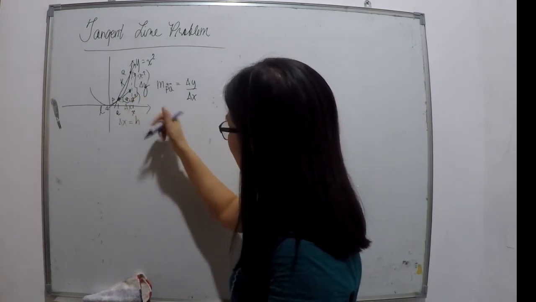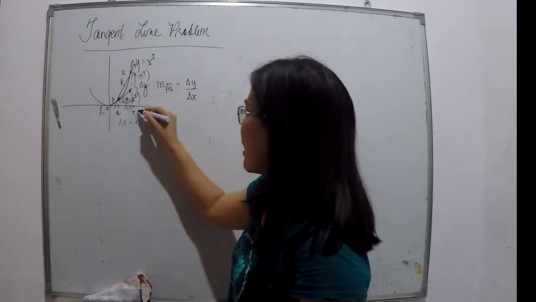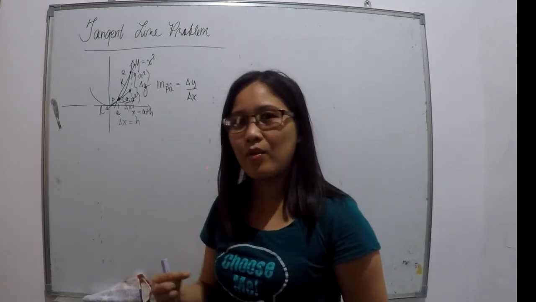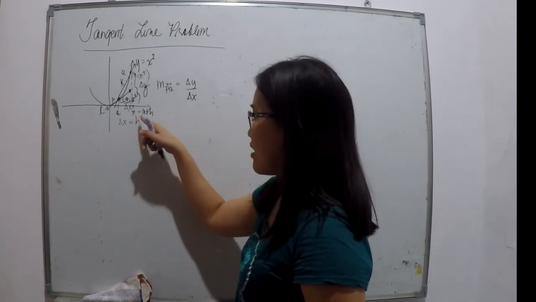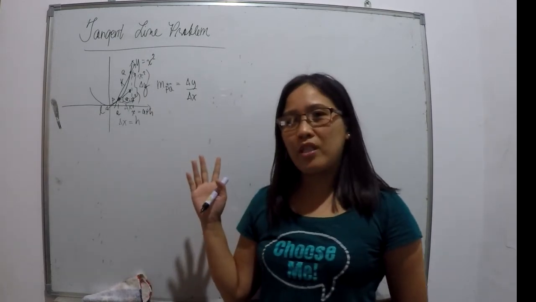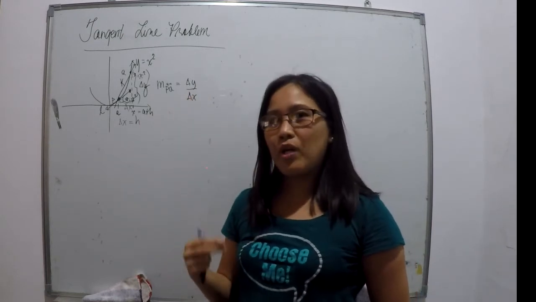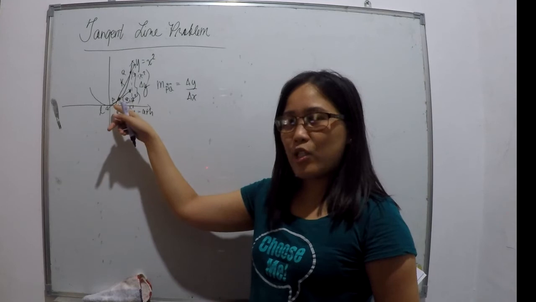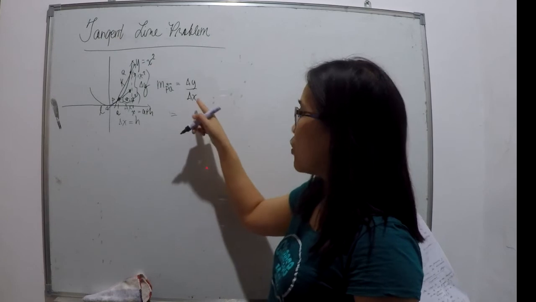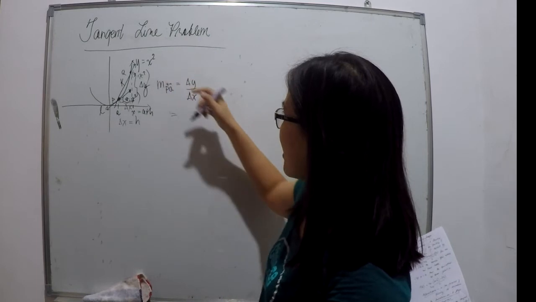Since we let delta x be our h, x is equal to what? In terms of h, x becomes a plus h, or a plus delta x. But since delta x is equal to h, therefore x is equal to a plus h. So we already have the formula for the slope of the secant line, delta y over delta x. But the problem is to compute the slope of the tangent line L. How can we compute that? We have to compute first the slope of the secant line. What is delta y?